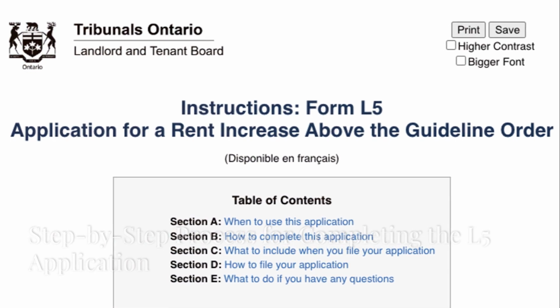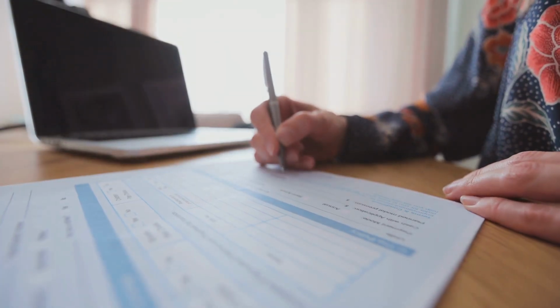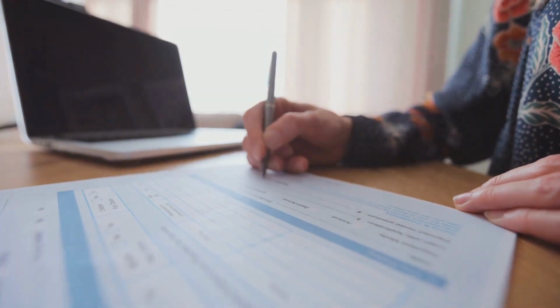Step-by-step process for completing the L5 application. Step 1. Determine eligibility. Before filing an L5, confirm that your rental unit qualifies for an above-guideline increase. AGI applications can be submitted for one or more of the following reasons.